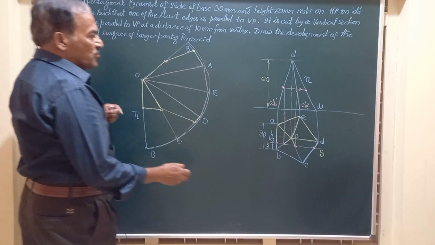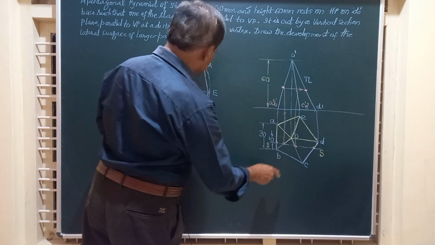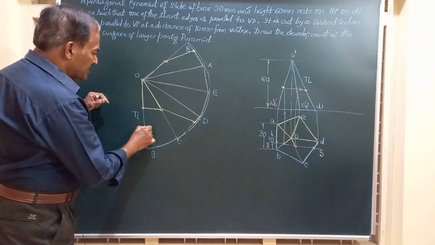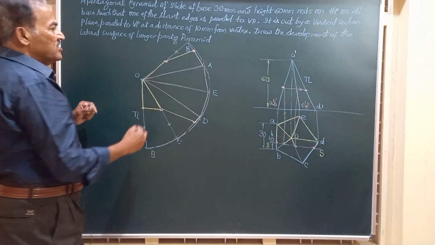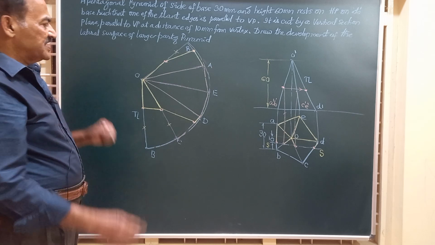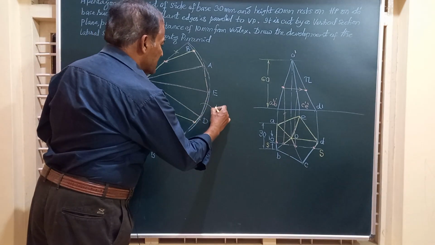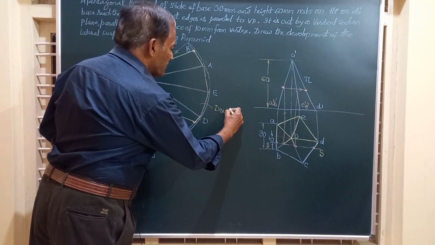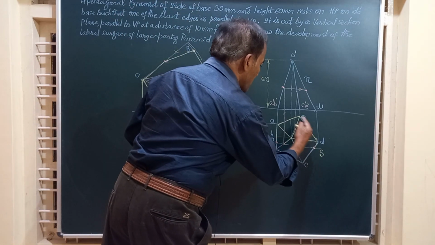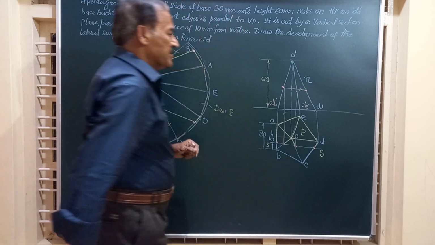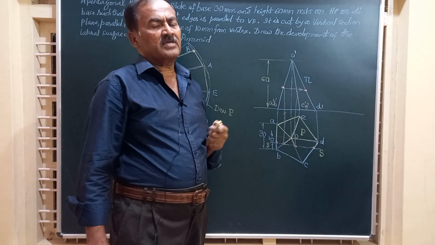And friends, the portion below this on AB, from B to that point, is removed. On OB, this portion does not exist. This does not exist. This doesn't exist. So you have to just show them by very thin lines. Friends, this is how you will get the development of the larger part of the pyramid, which is cut by a vertical section plane at a distance of 10 millimeter from the vertex.